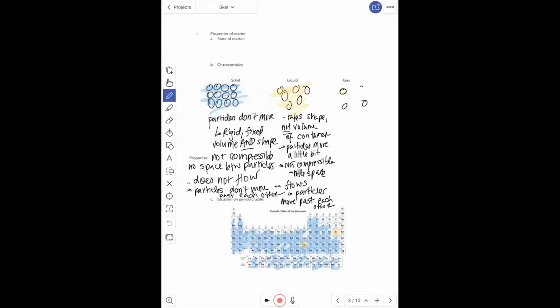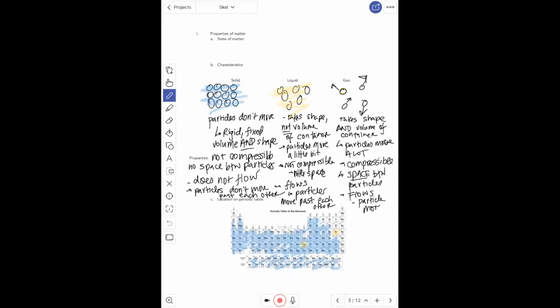If we were to draw out what gas particles look like, we draw a few and then a lot of space between them and little arrows indicating that these particles are moving around rapidly. Gases take up both the shape and volume of the container due to the rapid movement. Unlike solids and liquids, gases are compressible, so think of a gas tank that a scuba diver would take down with them on a dive, precisely because there is so much space between these particles. Finally, for the same reasons as liquids, gases flow easily because the particles are able to move past each other.